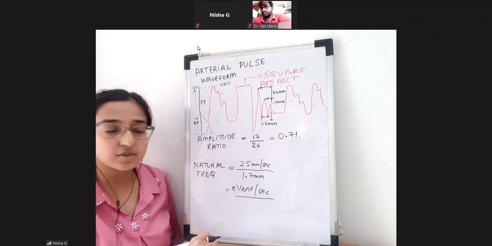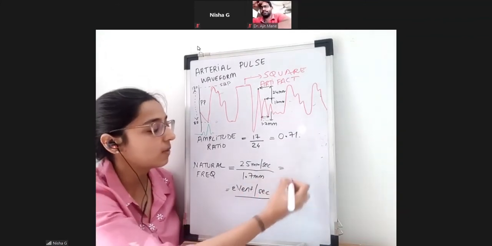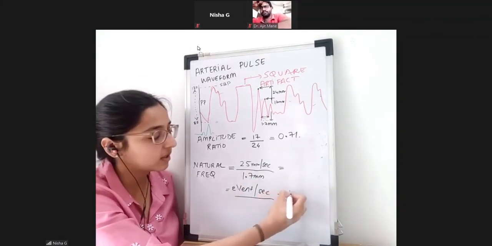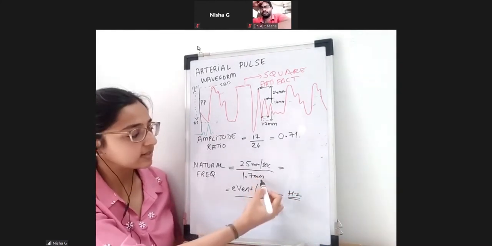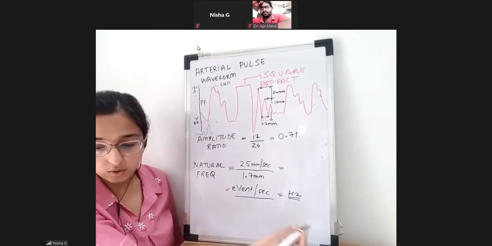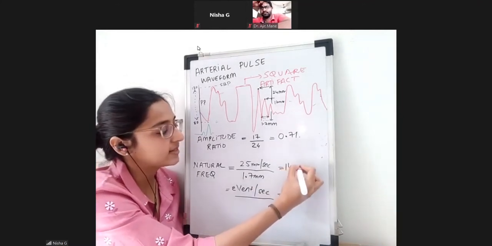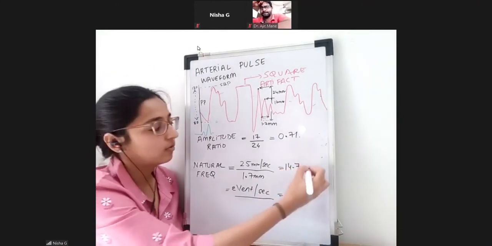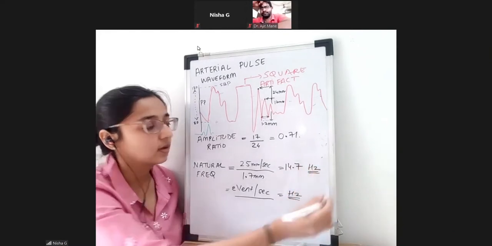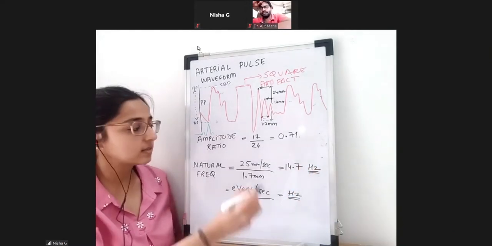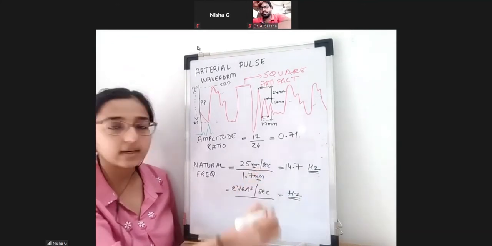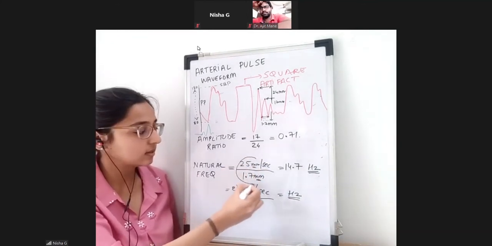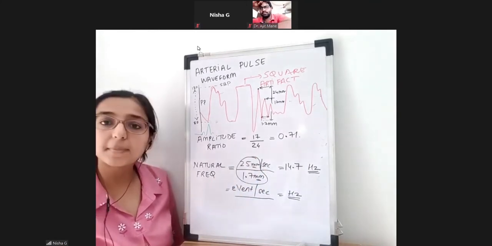We want to know the natural frequency of the system, right? So how much is it? We'll express it in terms of hertz, right? When you divide this, it gives you a value which is 14.7. It's maths, just calculated. 14.7 hertz. Why am I writing this as hertz? Because this is millimeter on top, per second. So this is the number of events per second.